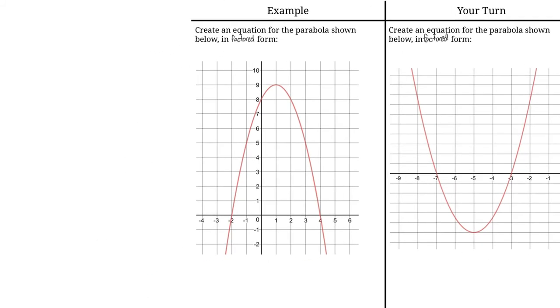So we have our equation in factored form. Y equals a times x minus p times x minus q. And remember, the value of p and the value of q are just our x-intercepts. So if we have a graph, we can identify our x-intercepts, and that's at -2 and 4. So let's just go ahead and put that into our equation.